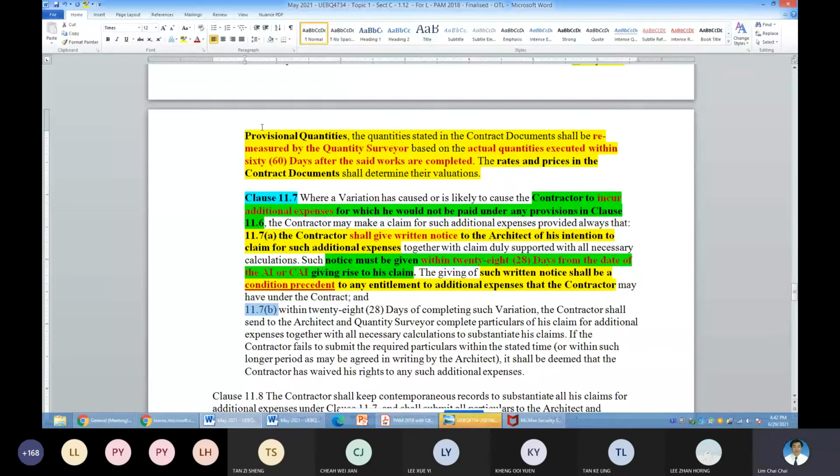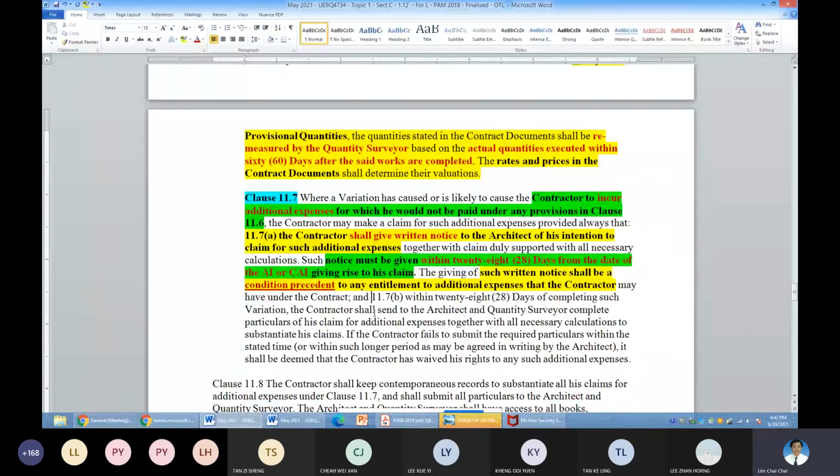So then the next one is 11.7a, 11.7b, that is within 28 days. You complete everything, then you must send it to the architect or the QS. If you already comply with your 11.7a, then your rights are established.